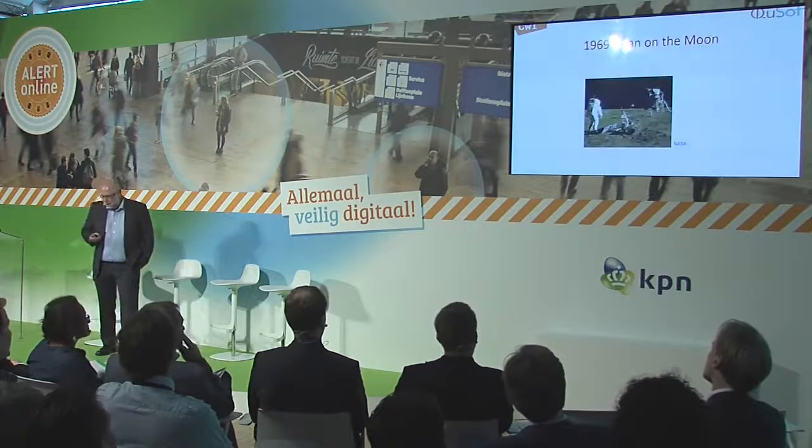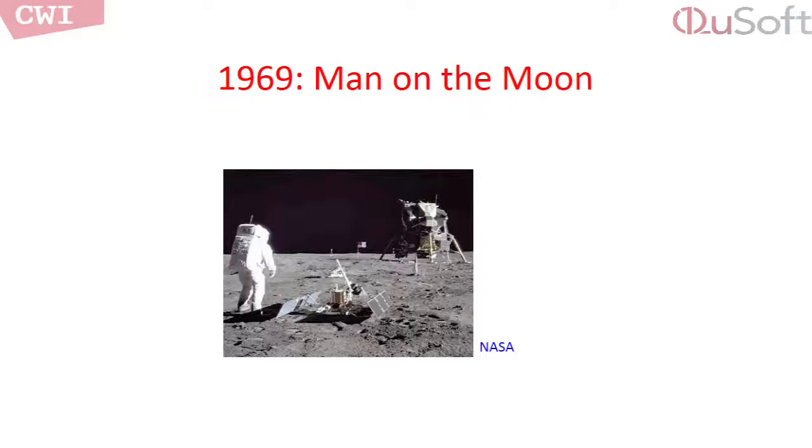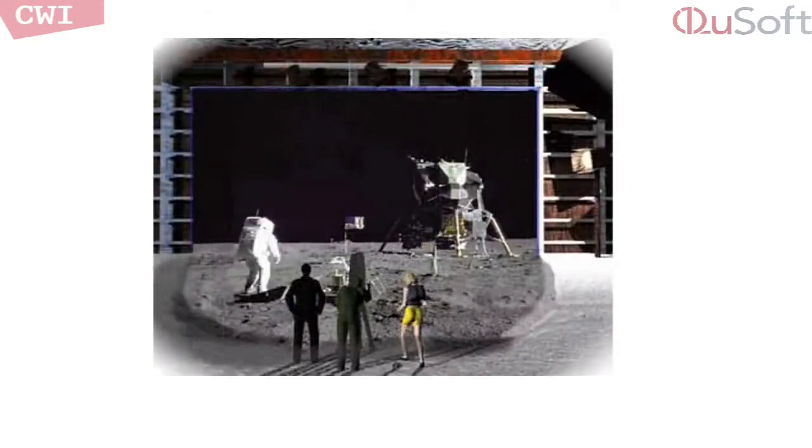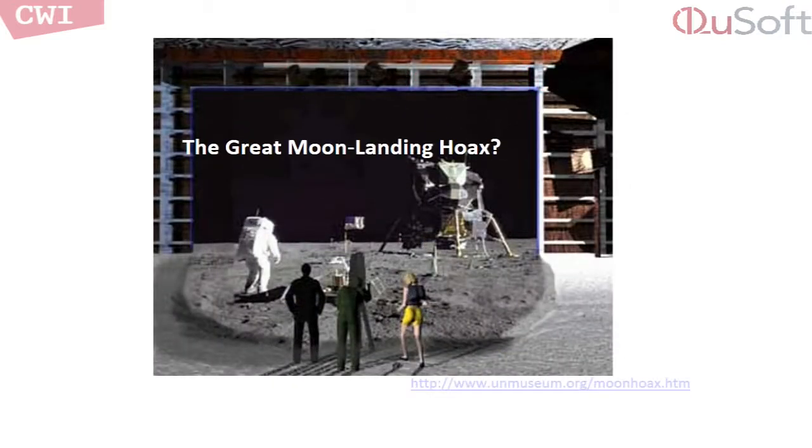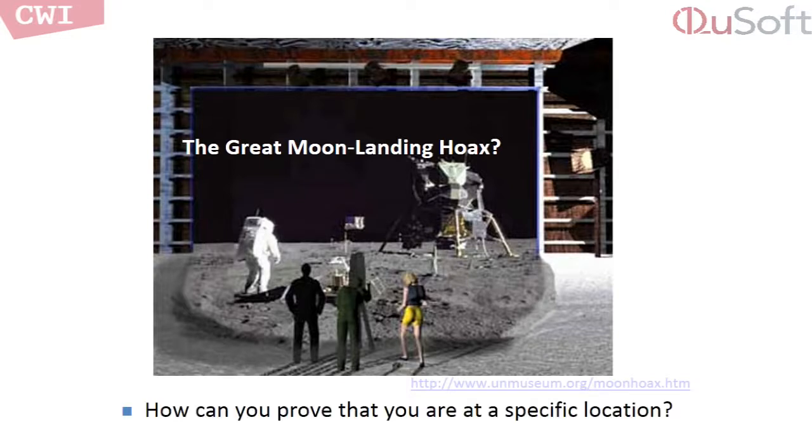And let me illustrate this by the moon landing in 69. And actually, there is a staggering, I think, 29% of the Americans who say this never happened. This thing was actually staged somewhere in Hollywood. And nobody ever set foot on the moon. And so this begs the question, how can you prove that you are at a certain location?